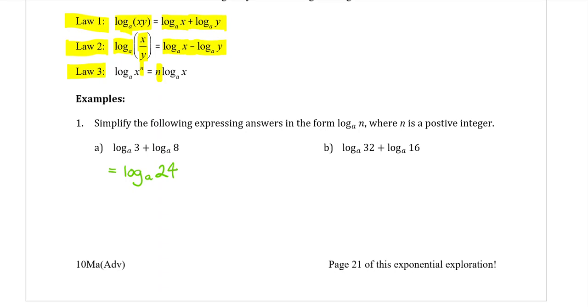Part B, log base a of 32 plus log base a of 16. Again, 2 logs are added together, so we can put those together to be one log, and we times the numbers together. 32 times 16 is 512.